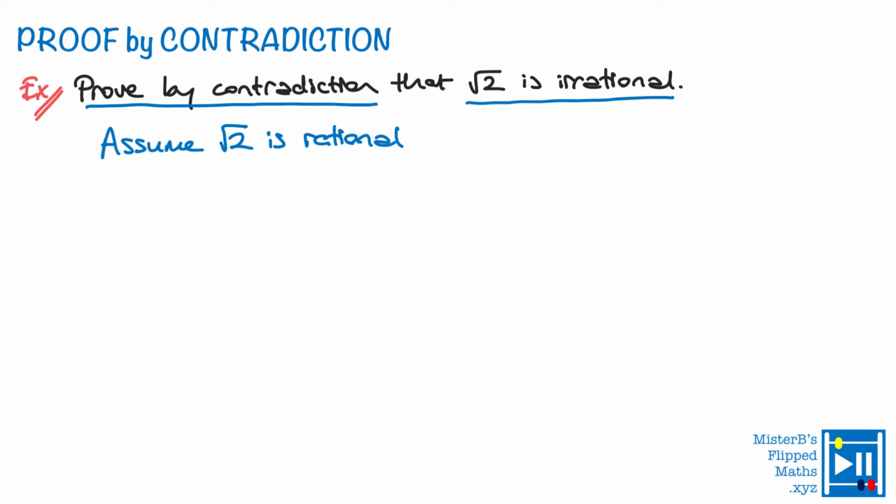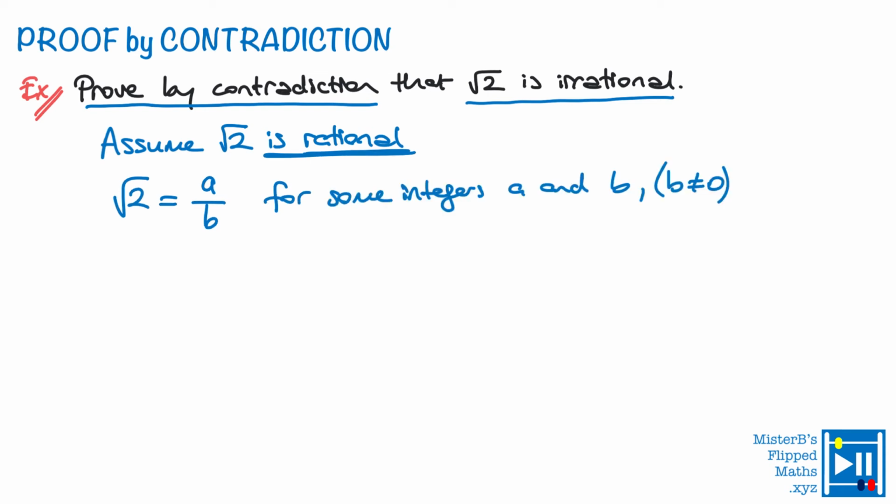And now we can start building upon it by translating this part to maths, meaning square root 2 can be written as a over b for some integers a and b, where b is not 0, because we don't want our number to be undefined. We cannot divide by 0, so b must be a non-zero value. But a can be 0, that's fine.